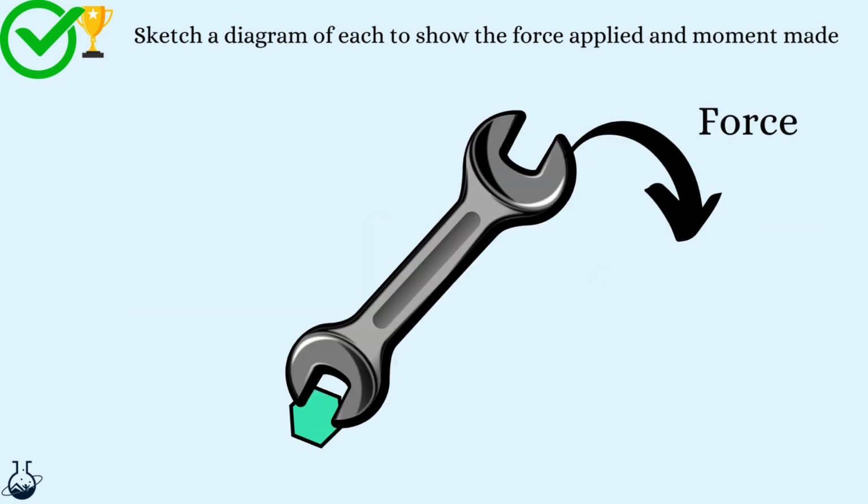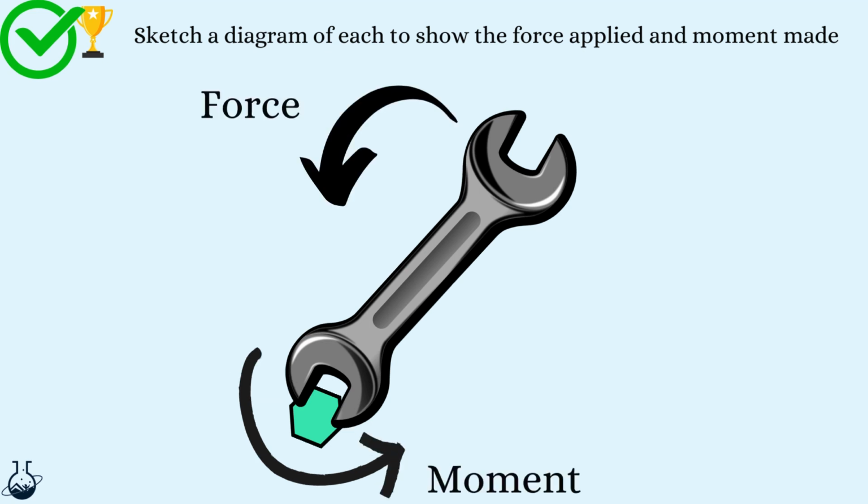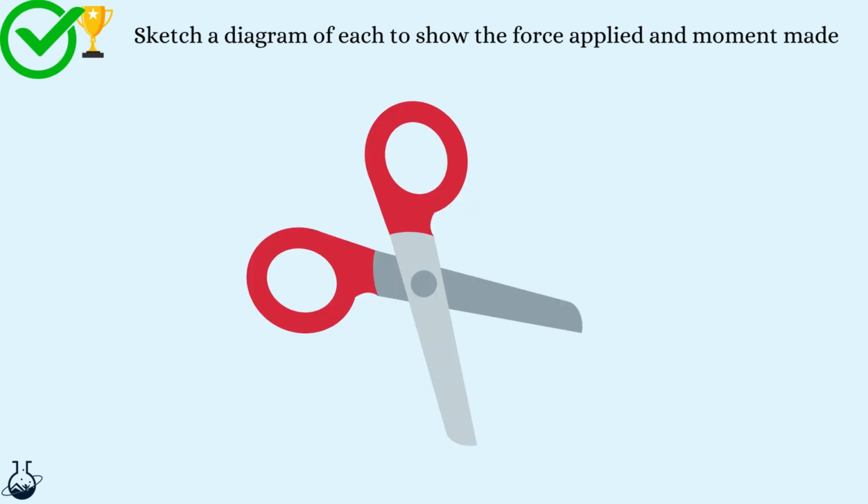So starting with the spanner, the force will be applied at the top, opposite the screw or nut we are trying to turn. At the pivot, we can turn it clockwise or anti-clockwise depending on whether we want to tighten it or loosen it. Applying this force means the spanner and nut have a turning effect, which is the moment. The opposite direction would look like this. Lefty-loosey, righty-tighty.